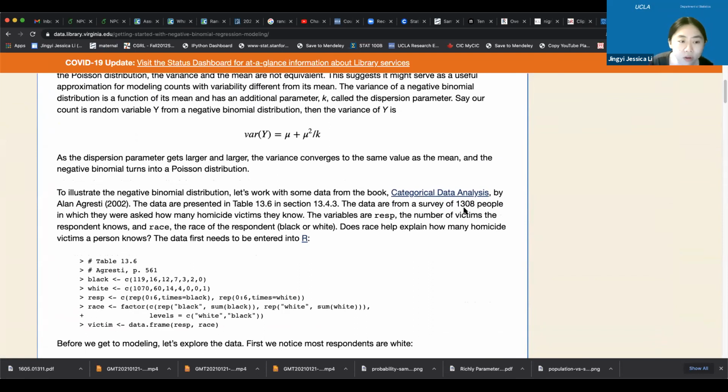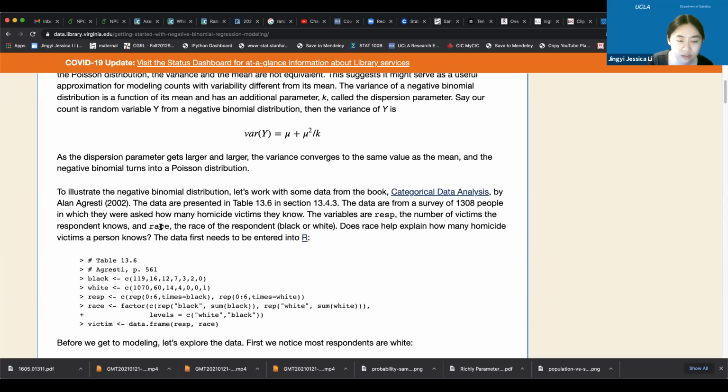In this example, the data are from a survey of 1,308 people in which they were asked how many homicide victims they know. The variables are the number of victims the respondents know, and a race indicator, which indicates the respondents being Black or white. This is similar to our setting in which our condition is also binary. You can consider this as our control versus experiment, and each sample has a count.